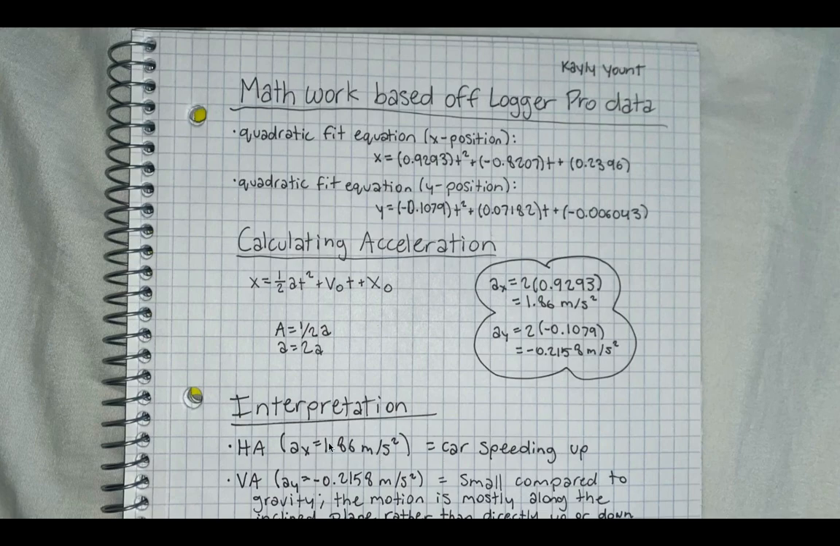The horizontal acceleration shows how the car is speeding up along the track, and the vertical acceleration is small compared to gravity because the motion is mostly along the inclined plane rather than directly up or down. But overall, these calculations confirm that the car is accelerating in the direction of the incline, just as I expected in my hypothesis.